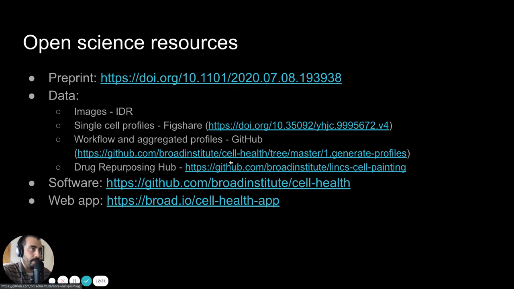Because there are so many different compounds and many different cell health models, we've produced this web app to peruse at your leisure the various predictions across all of the compounds in the Drug Repurposing set. We've also listed out several resources, which I'll include in the description, of various open science resources that were generated as a result of this project, including the preprint, various different forms of data, the software, as well as the web app.